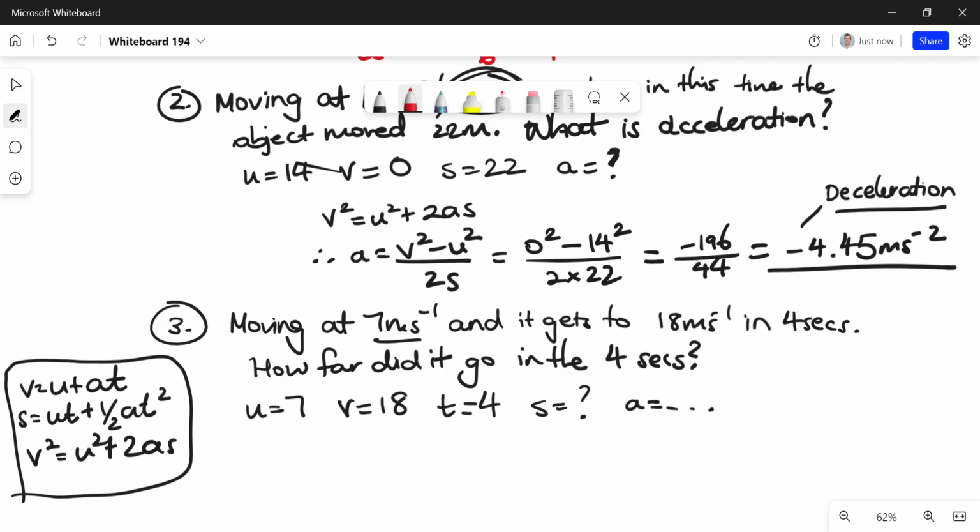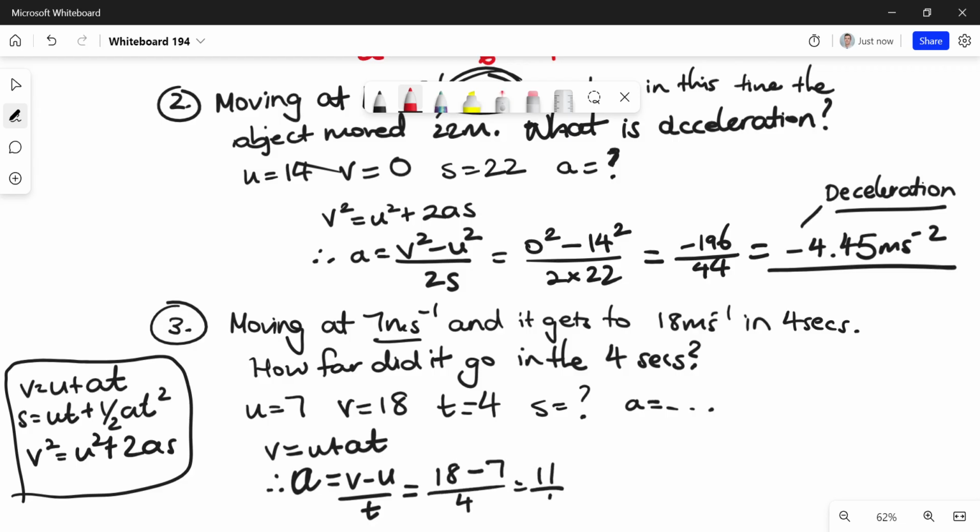Now, if I choose the first equation there, I've got V equals U plus AT. And if I rearrange that for A, I'd get V take U over T. So 18 subtract 7 divided by 4 is 11 over 4. 11 divided by 4 is going to give me 2.75 meters per second per second. So that is my acceleration, and that is very, very important because now we've actually got all the information we need. And what that means is that in theory, I could choose to use this equation, the second one, or the third one to find S.